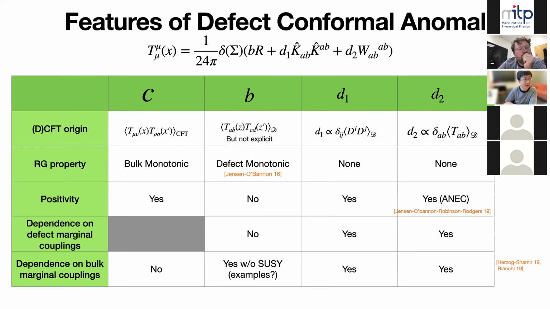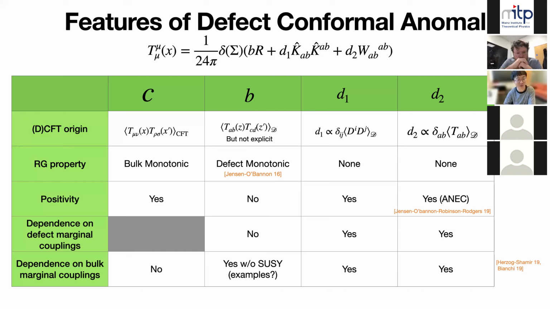Right, but there are nice things that people have studied in the case of the dependence of these anomaly coefficients on bulk and defect marginal couplings when the defect preserves some supersymmetry. For example, it was studied in these papers that the B anomaly cannot depend on bulk marginal couplings if we preserve (0,2) supersymmetry. Okay, but in general, B can depend on bulk marginal couplings.